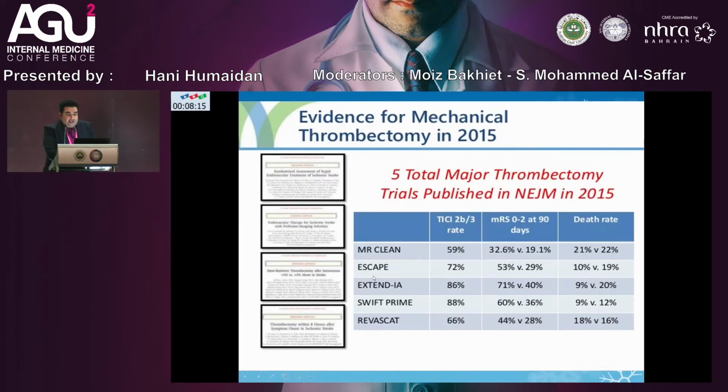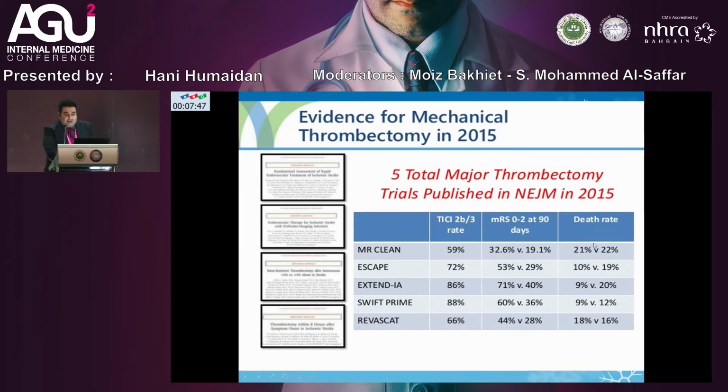The first ones are MR CLEAN, ESCAPE, EXTEND-IA, SWIFT PRIME, and REVASCAT. You can see the TICI 2b/3 rates. This is complete recanalization, with a difference between 60 to 80%, around 80%. And this is the restoration of a modified Rankin score below 3, totally independent at 90 days. You can see different rates of 30%, 50%, around 70%.